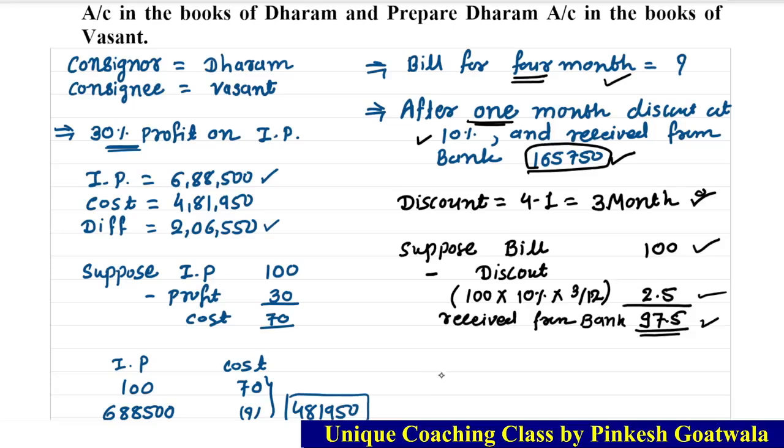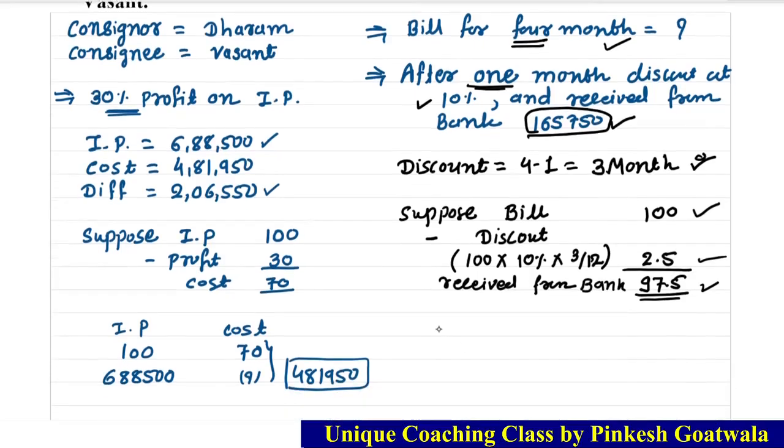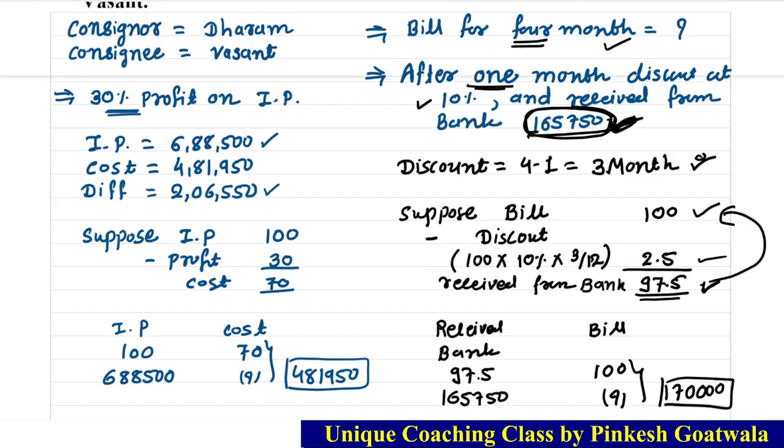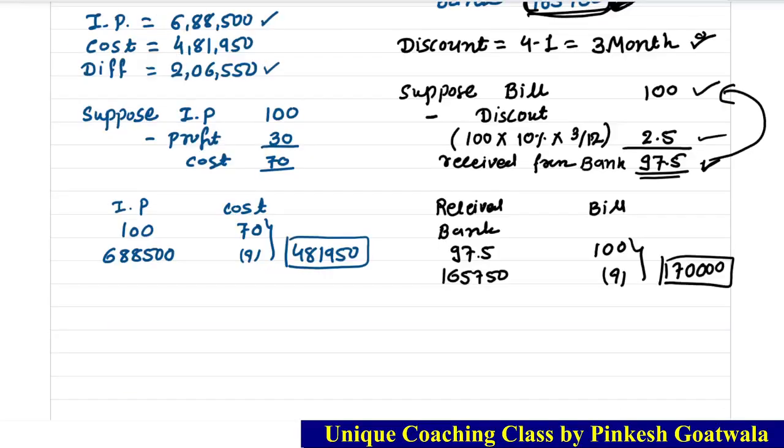So put this step. Okay, that is received from bank and here the bill. If received from bank 97.5, then the bill amount 100. So actually received from bank here 165,750. So what will be the amount of bill? So here we get the amount of bill 1,70,000. So this is the twist point. They didn't give amount of bill. So this way we have to find out. Clear? So this is the new point.